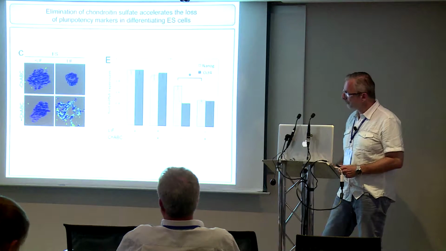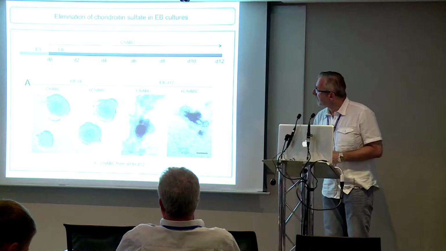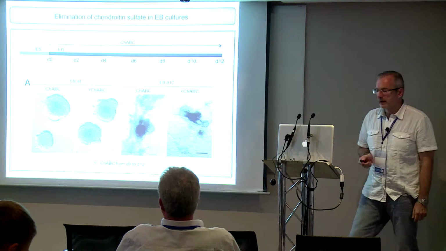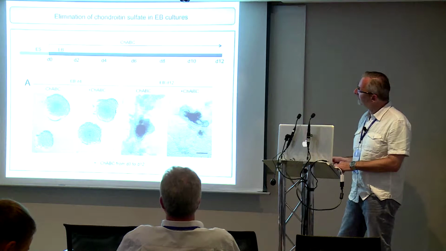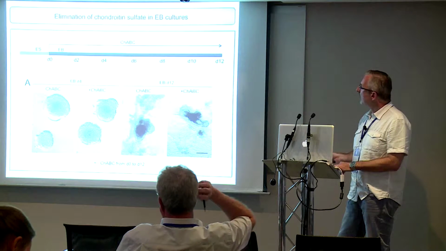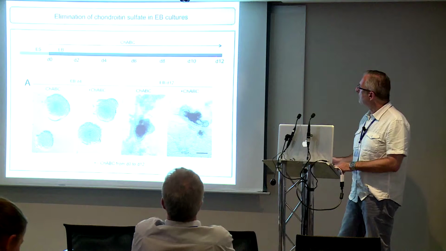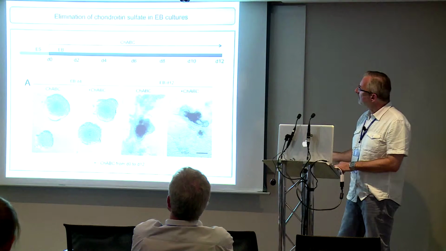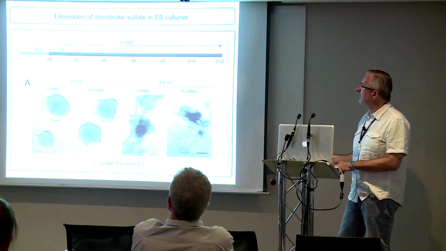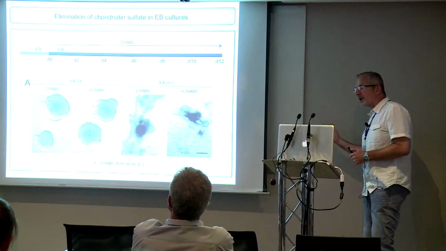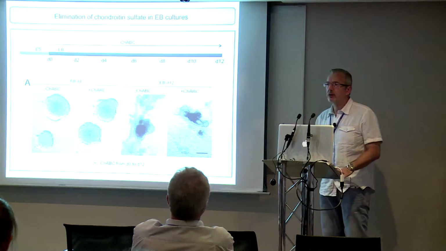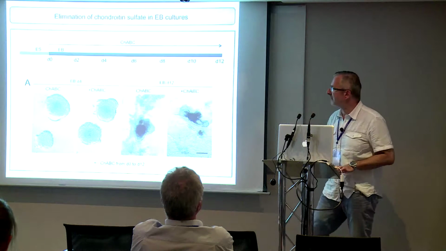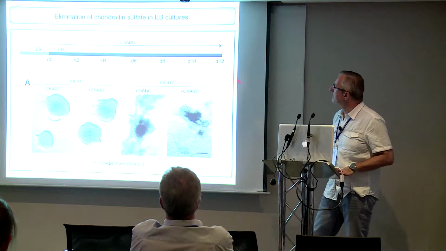And to explore this further, we went ahead and did this embryonic body culture system. So in this next set of experiments, we cultured the cells as embryonic bodies for 12 days, and from day 0 to day 12, we digested with chondroitinase ABC. We supplied new chondroitinase ABC enzyme every 2 days to make sure whatever chondroitin sulfates are expressed get digested and eliminated continuously.